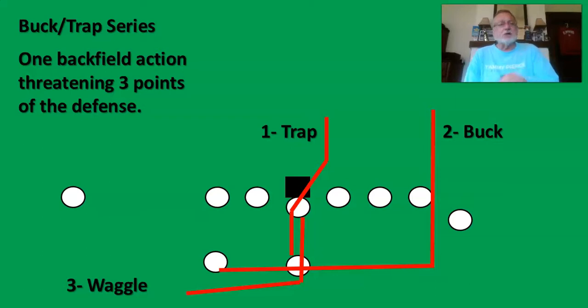But this is a good series. One backfield action threatening 3 points along the surface of the defense. That's a good series. All right, now the defense has to play honest. The middle of their defense has to be solid. They have to defend the middle. Right here, off tackle, a little bit outside off tackle. And then you got a passing attack going the other direction. So you got 1, 2, 3.